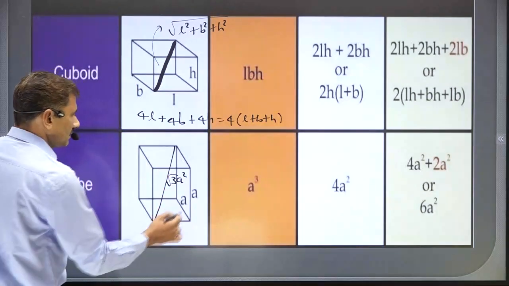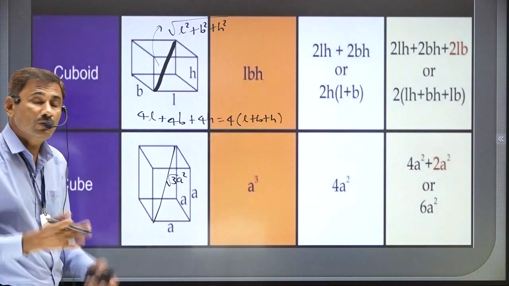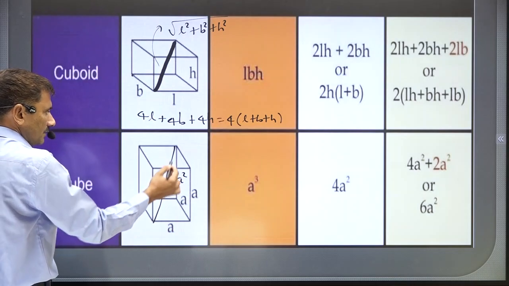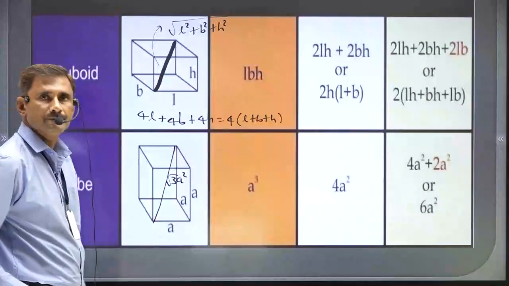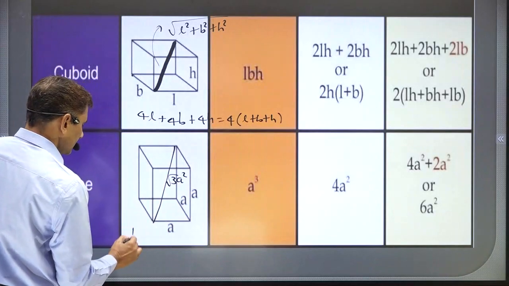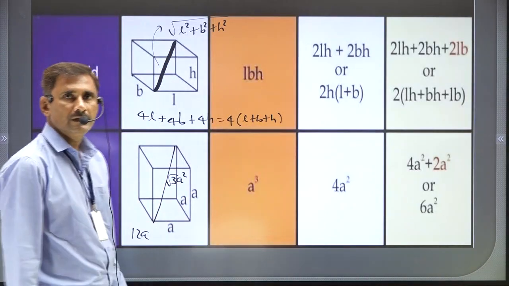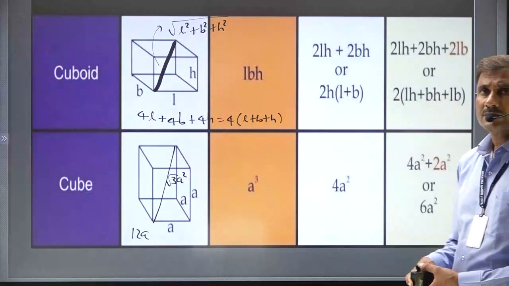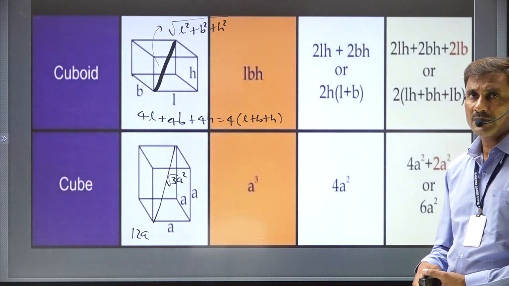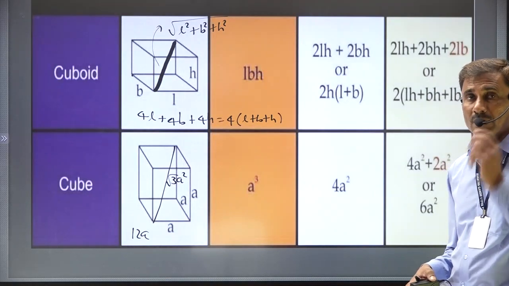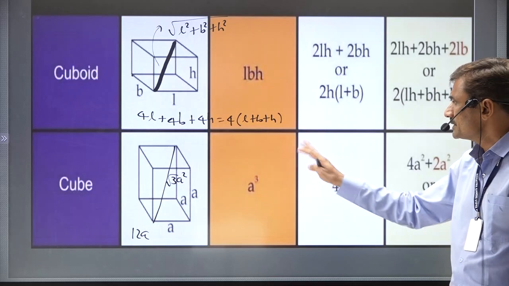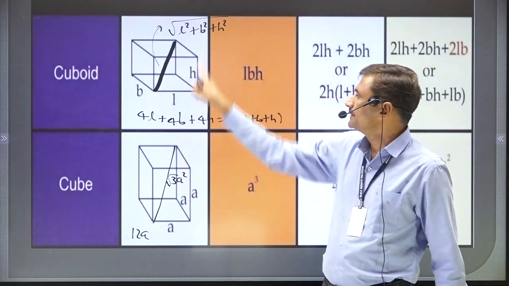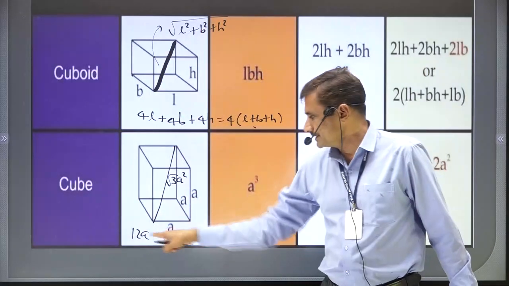Same way here, total a, how much? All are equal. So total 12 edges are there. You can count 4 at bottom, 4 at top, and 4 vertical. So here the total length I can say is 12a. Okay. So here no perimeter is there, but the total length of all edges. So you can understand these two extra things also: the length of the longest diagonal here, and the total length of all edges here.